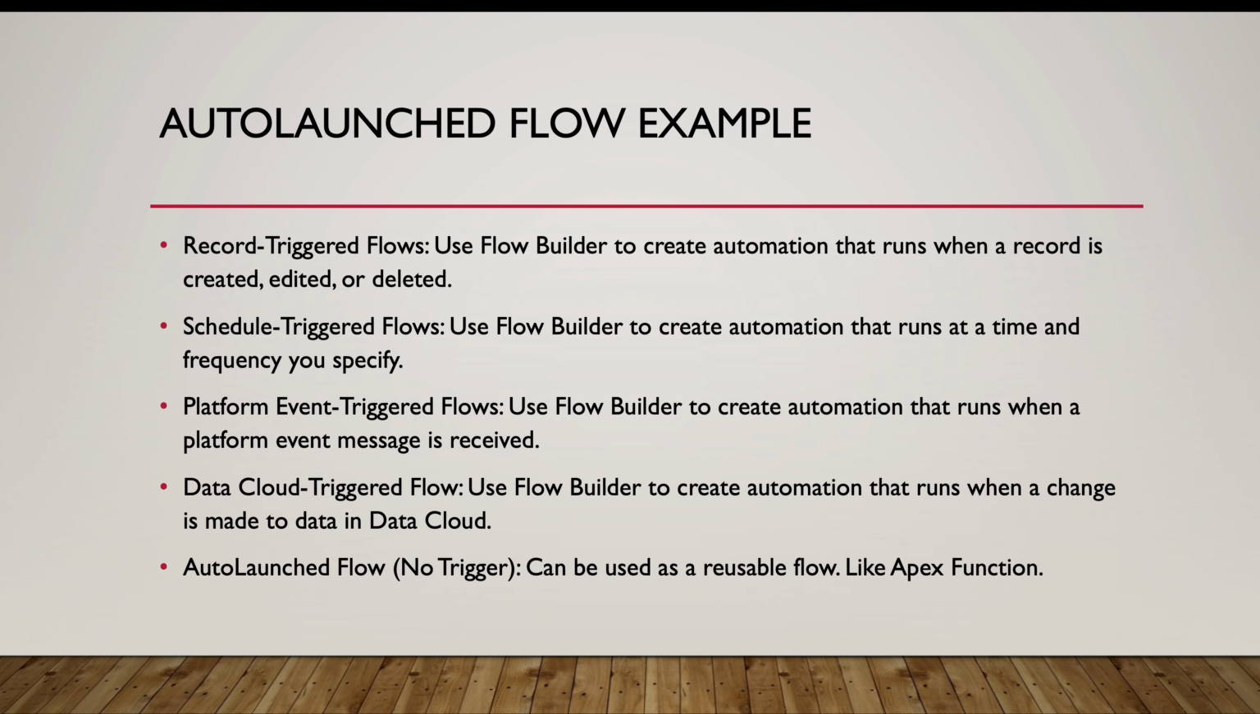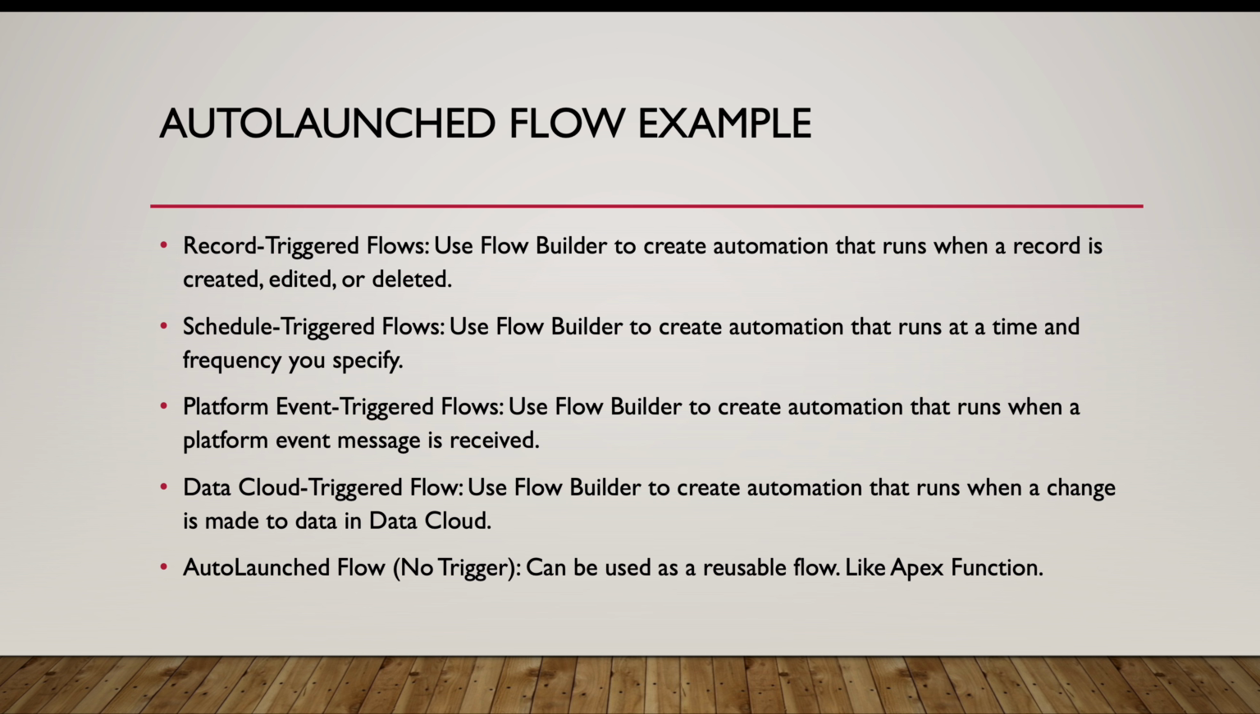Now, what is the autolaunch flow? Autolaunch flow can be categorized into different flows that are record triggered flows, schedule triggered flows, platform event triggered flows, data cloud triggered flows. Record triggered flow, as the name suggests, can be configured to run when a record is created, edited or deleted. Schedule triggered flow, if you want to run a flow at a specific time or at a specific frequency, you can use a schedule triggered flow. This is similar to scheduled Apex.